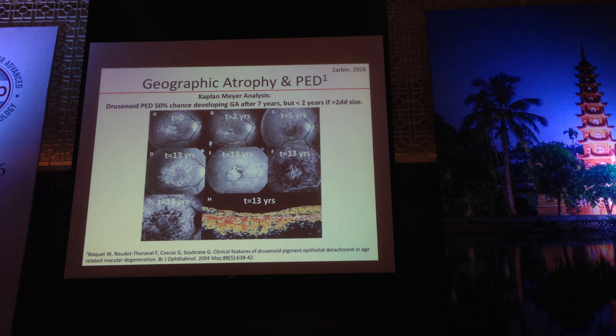The other way we see atrophy, of course, is with the collapse of pigment epithelial attachments. And once you have a drusenoid PED, you have about a 50% chance of developing atrophy in 7 years. But if the PED is more than 2 disc diameters in size, you're very likely to see atrophy occur within 2 years. Now, what about PEDs and geographic atrophy?